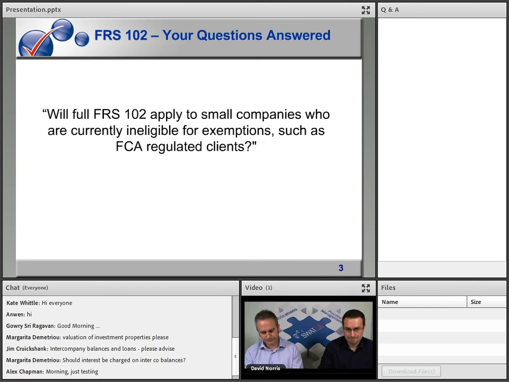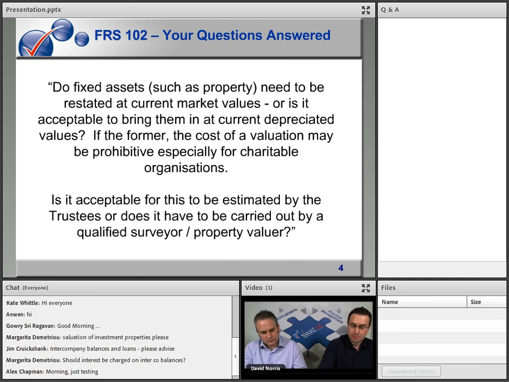Okay, that's great. So moving on to the next question we had submitted. It's a bit of a long one, so bear with us. Do fixed assets such as property need to be restated at current market values, or is it acceptable to bring them in at current depreciated values? Now, if a former, the cost of valuation may be prohibitive, especially for charitable organisations. So is it acceptable for this to be estimated by the trustees, or does it have to be carried out by a qualified surveyor or property valuer?